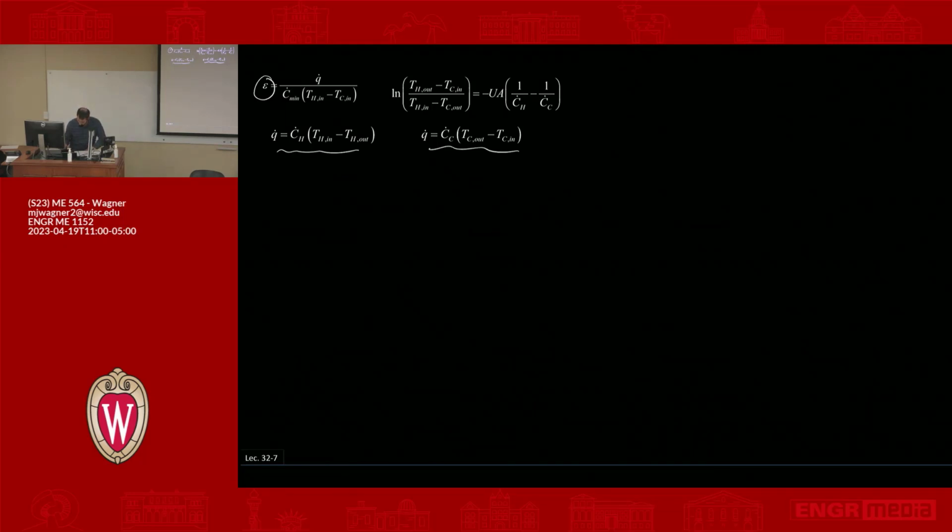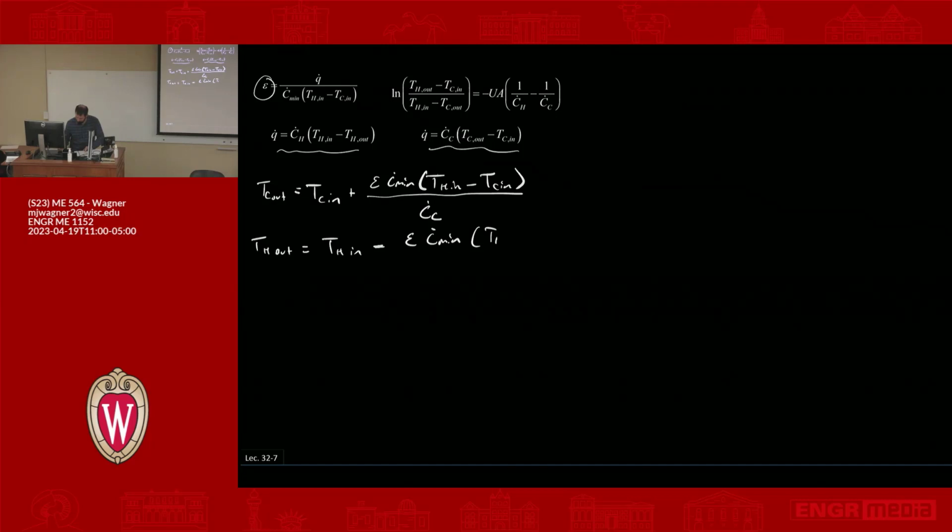So let's rewrite this. We're just going to say TC out is equal to TC in plus Q dot. So Q dot is effectiveness times C dot min times TH in minus TC in. Then that term is divided by C dot C. TH is similar, so TH out is equal to TH in minus, just because of the flipped around there, minus Q dot, so epsilon C dot min TH in minus TC in over C dot H. So okay, we have that.